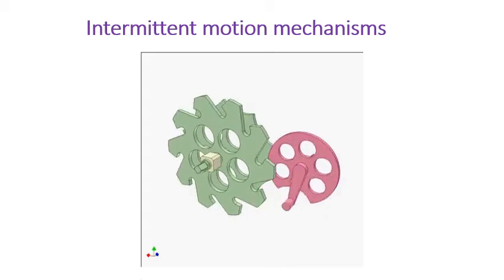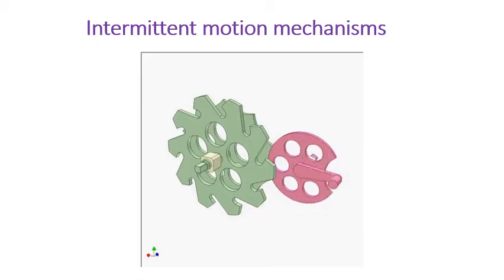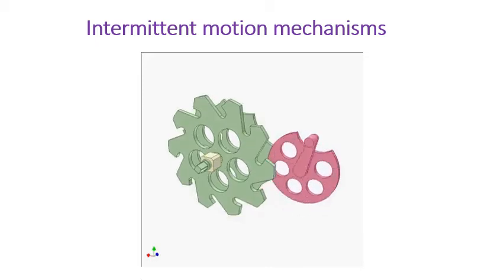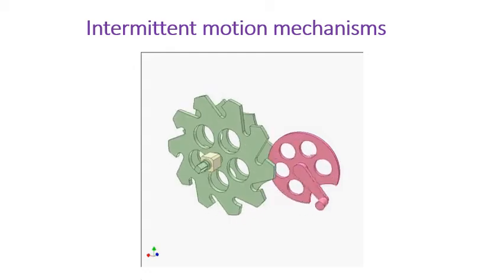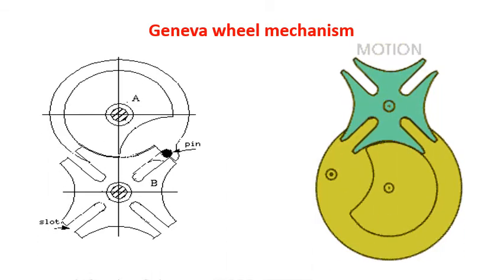So for this purpose, we use three major intermittent motion mechanisms. One is the Geneva mechanism, or we call it a Geneva wheel. Second one is the ratchet and pawl mechanism, and third one is the toggle mechanism. So let us see one by one. So first one is the Geneva wheel mechanism.